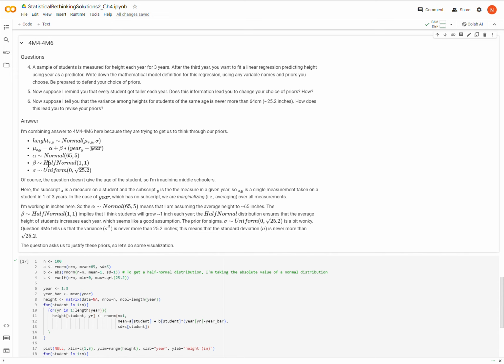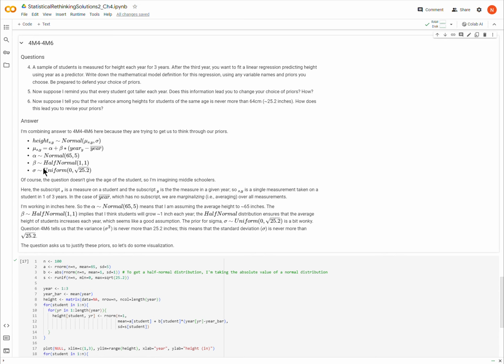And so for beta, I'm using a half normal distribution of mean 1 and standard deviation 1. And so what a half normal distribution does is it only allows positive values, right? And that is reflecting the idea that we have that's shown here in question 4 and 5, that the students are only getting taller. They're not shrinking from year to year. So by using a necessarily positive growth rate, I'm trying to make sure that I'm not allowing my model to assume that students are shrinking.